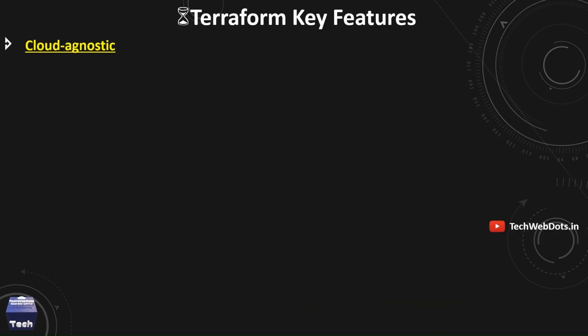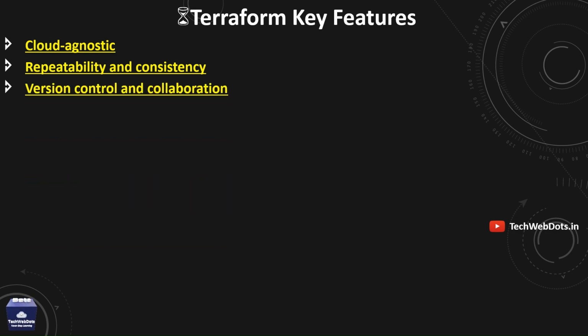And there are some key features, like being cloud agnostic. It works with all the cloud providers. Second, repeatability and consistency. Once the configuration file is created, you can rerun it again and again according to your need. Then version control and collaboration. You can save these configuration files in your version control system, for example Git, which is a very famous one, so you can work on the same thing across your team. And automation, it is really helpful.